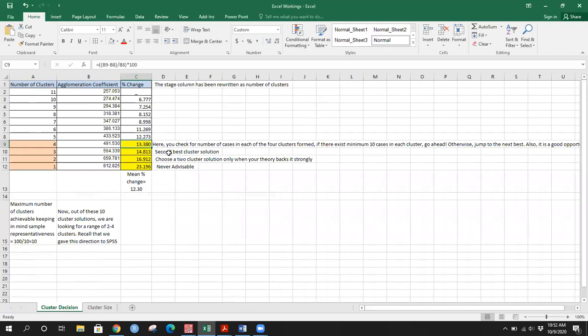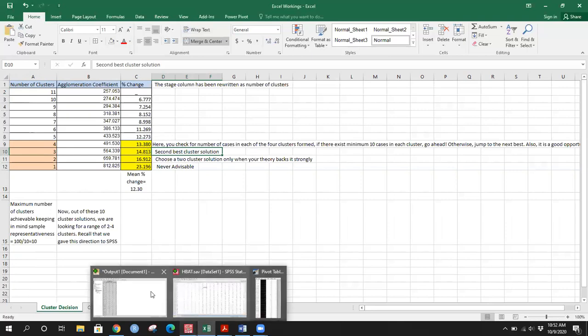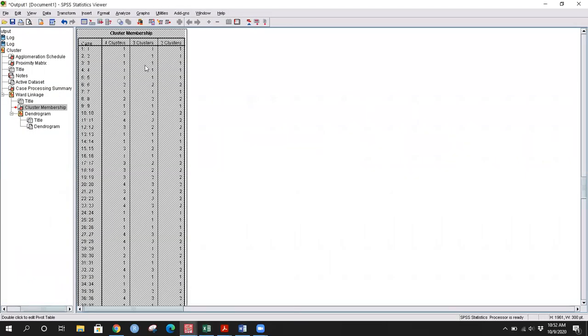Now the second best solution is the one where again the percentage change is significantly greater than 12.3, and that is a 14.8. That means the 3 cluster solution is our second best cluster solution. Now for the 3 cluster solution also, I will pick all these cells. So these are the cluster memberships in the 3 cluster solution.